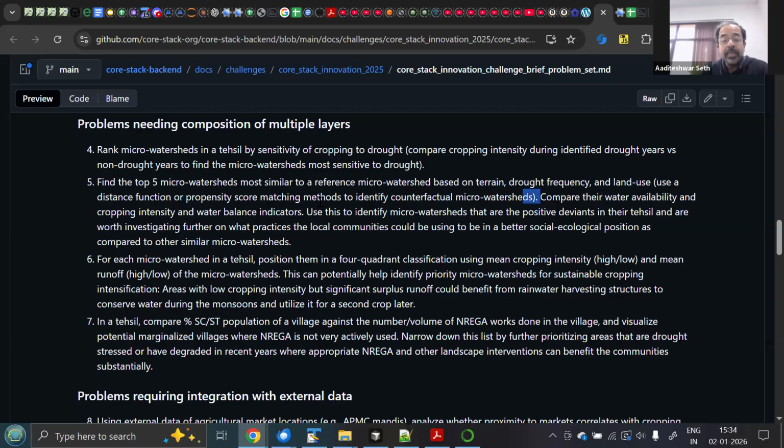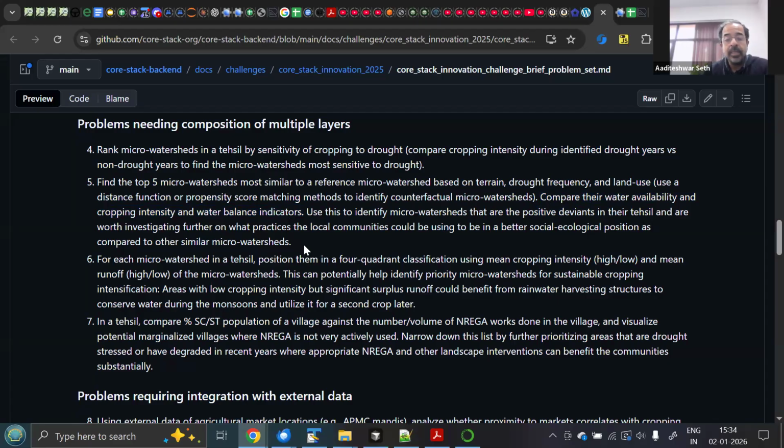What that would mean is that's why these microwatersheds are called positive deviants. There's something going on with them. The community is doing something, maybe they are maintaining their water structures nicely, or they have created a lot of water structures. There is some secret sauce over there, which is why these microwatersheds, even though they're similar to so many other ones, are doing quite well. That's what we mean by positive deviants, and they are worth investigating further on what practices the local communities could be using to achieve a better socio-ecological position as compared to other ones.